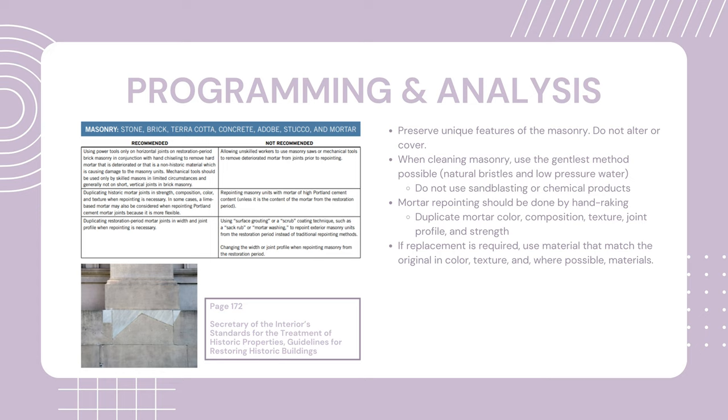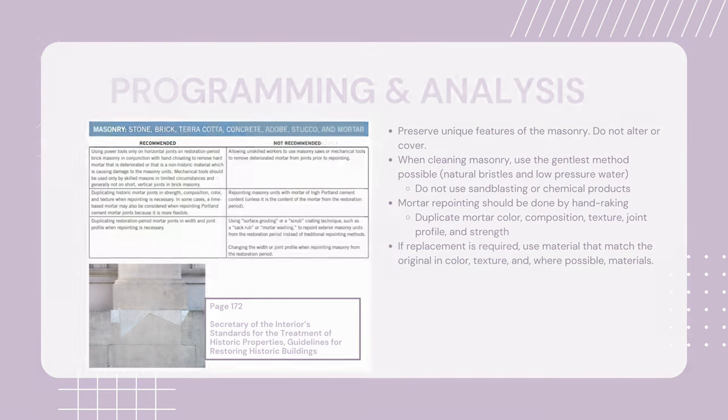Concrete bricks should not be used to replace clay bricks, since the guidelines to historic restoration state where the severity of deterioration requires replacement of a distinctive feature, the new feature will match the old in design, color, texture, and where possible, materials. On the left, you'll see an example from the Secretary of Interior's Guidelines for Restoring Historic Buildings. This is showing what should be done for a restoring masonry project and what shouldn't. The image they provide is a very obvious mix of materials that should not have been approved. I've linked the restoration guidelines in the description if you'd like to check them out.